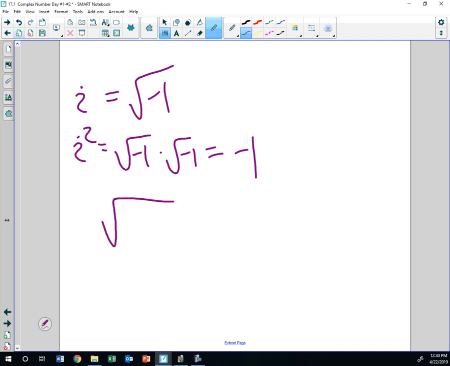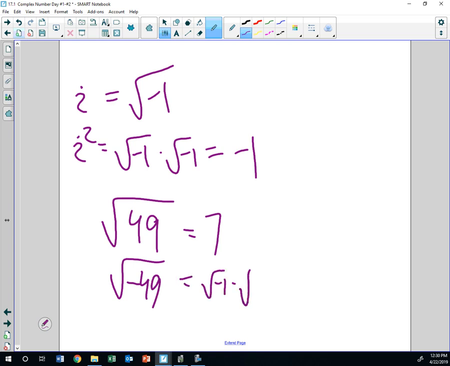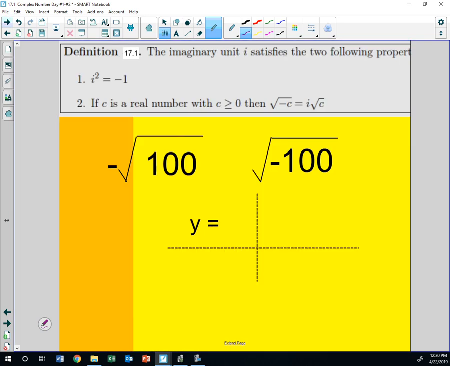What's the square root of 49? 7. What's the square root of -49? Well, this is going to be the square root of -1 times the square root of 49. So, 7, and the square root of -1 we said was i. So this seems pretty easy, but it isn't. Is there a difference between negative square root of 100 and the square root of -100? Yeah. Which one is real? This first one.